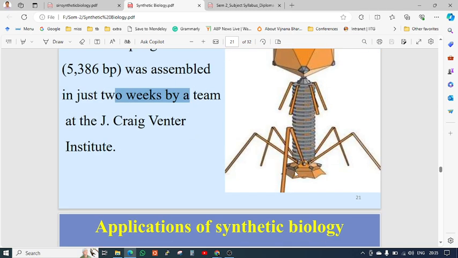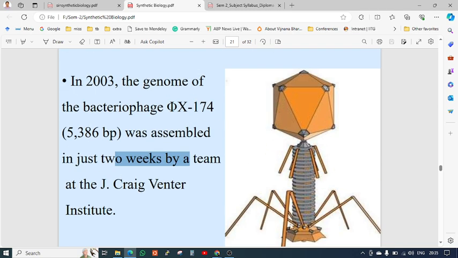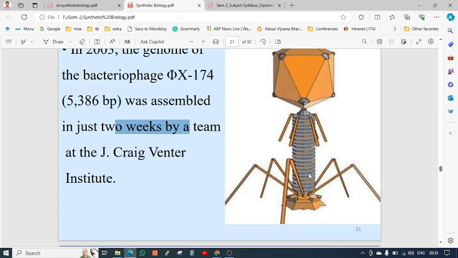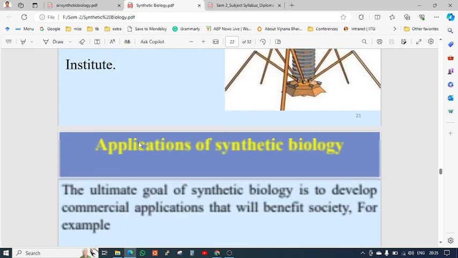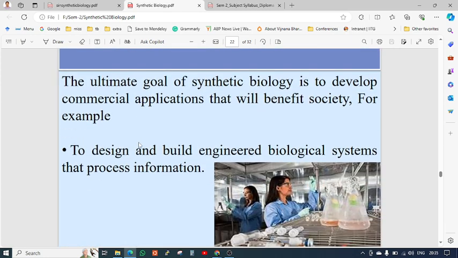See, what is this figure? This is a bacteriophage, which can kill bacteria, and this is the structure of a virus. So these bacteriophages were also synthesized in 2003. Now, the applications of synthetic biology. This is the main important part we are going to discuss.